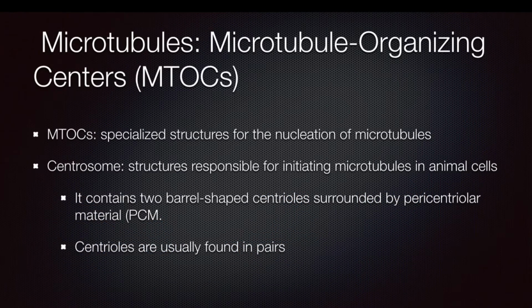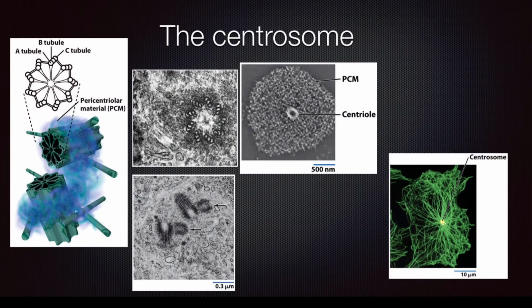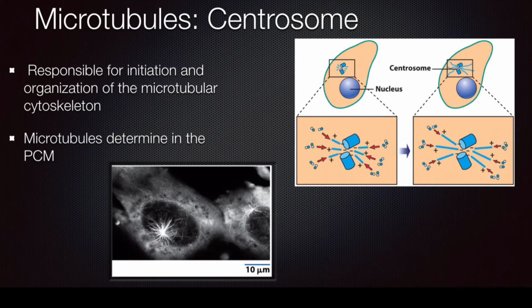MTOCs. MTOCs are specialized structures for the nucleation of microtubules. The centrosomes are structures responsible for initiating microtubules in animal cells. They contain two barrel-shaped centrioles surrounded by PCM. Centrioles are usually found in pairs. Centrosomes are responsible for initiation and organization of the microtubular cytoskeleton. Microtubules are nucleated in the PCM.